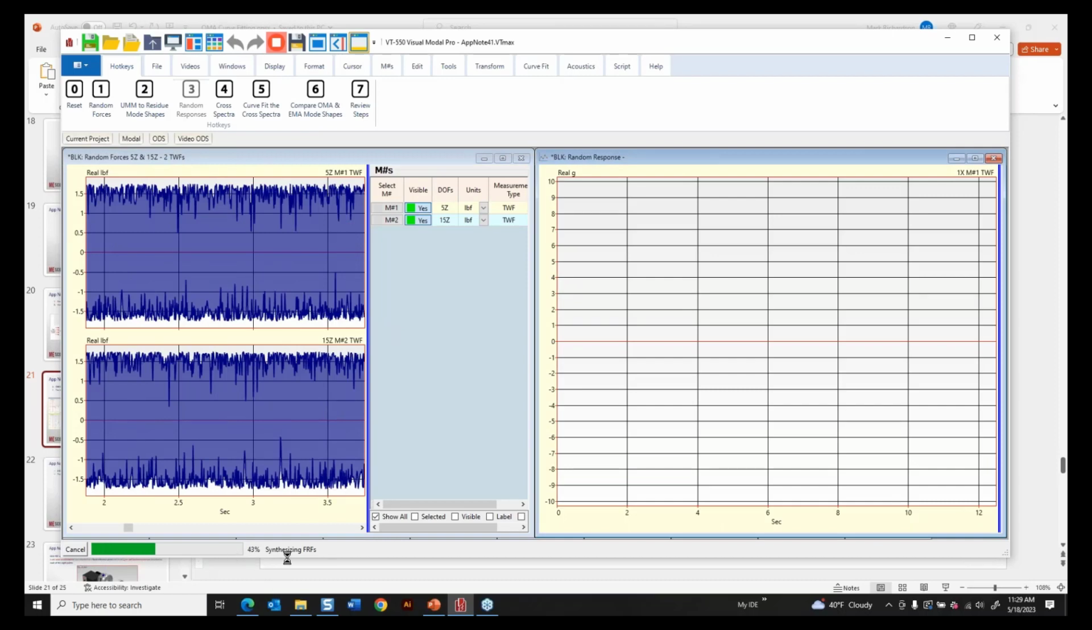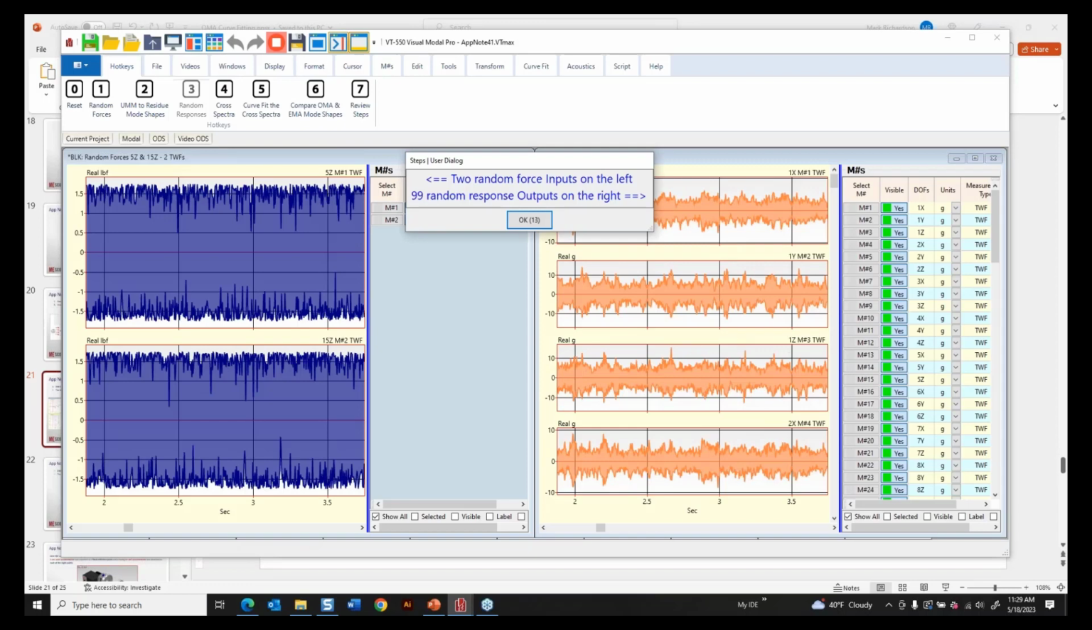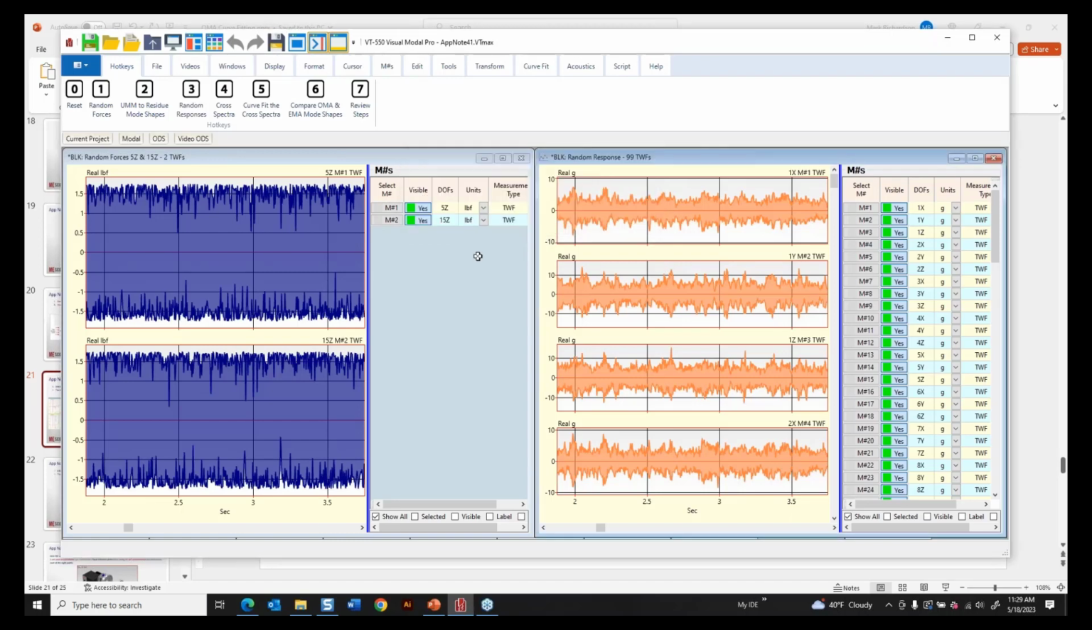You can see it's synthesizing FRFs, and it's doing the multiply between the FRFs and the DFTs of these inputs. And now we've got over here, we computed DFTs, and then we inverse Fourier transform them back to the time domain. So here's our original time waveforms of the 2 random forces. Over here in G's are the time waveforms of 99 degrees of freedom. So where did that come from?